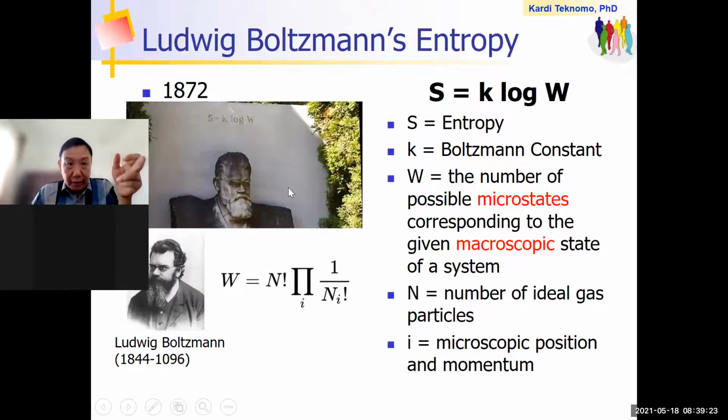And in 1872, Boltzmann in Vienna formulated entropy using this formula: S = k log W. S is entropy. I think you learned this in physics in high school, isn't it?